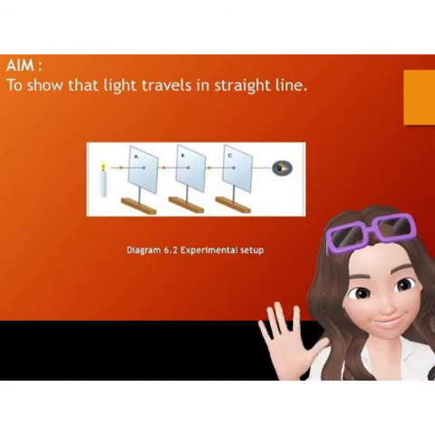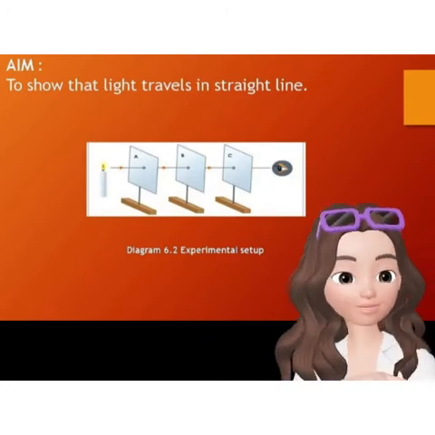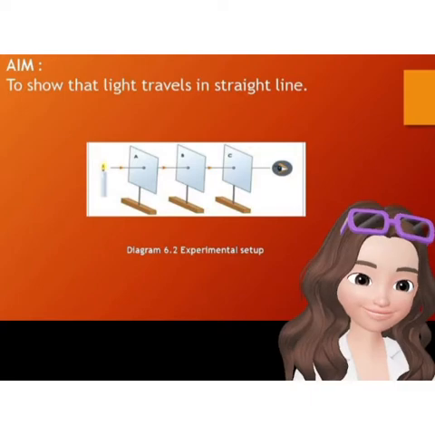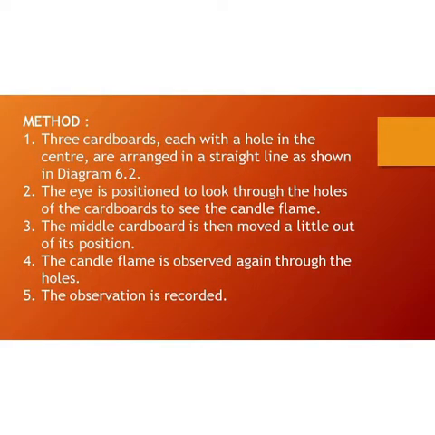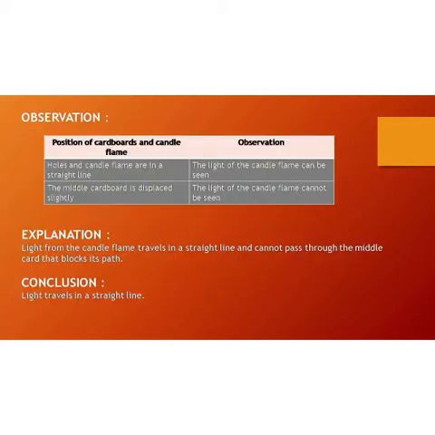This is a simple experiment to show that light travels in a straight line that we learned last week. This is the method of how we conduct this experiment. When the holes and candle flame are in a straight line, we can observe that the light of the candle flame can be seen. But when the middle card is displaced slightly, the candle flame cannot be seen, because light from the candle flame travels in a straight line and cannot pass through the middle card. So it's proof that light travels in a straight line.